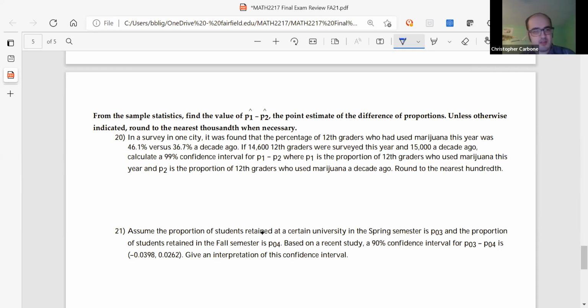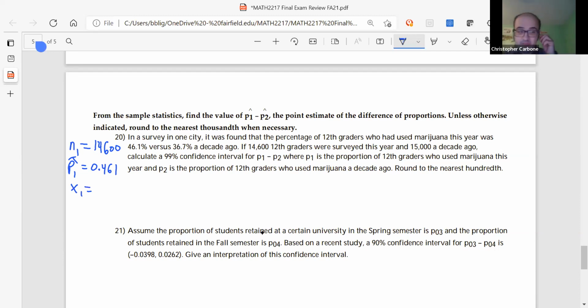So from this, we know that n1 is 14,600, and p1 hat is 46.1%, or 0.461. To get the value of x1, we multiply 14,600 by 0.461, and this rounds to about 6,731, which we need to use for a template.